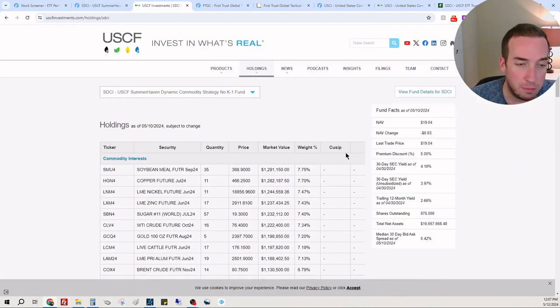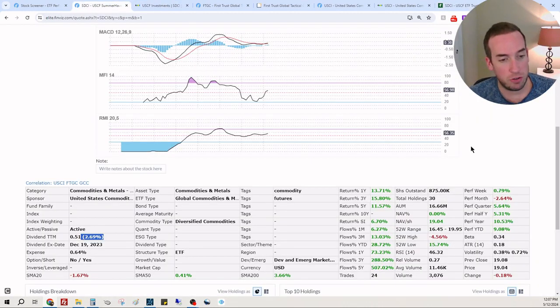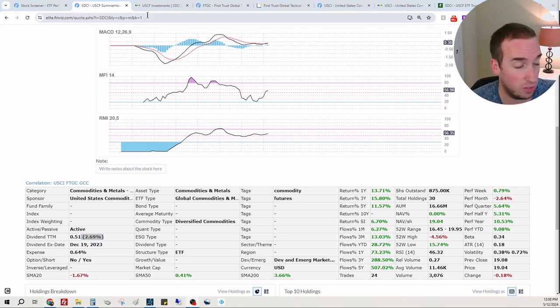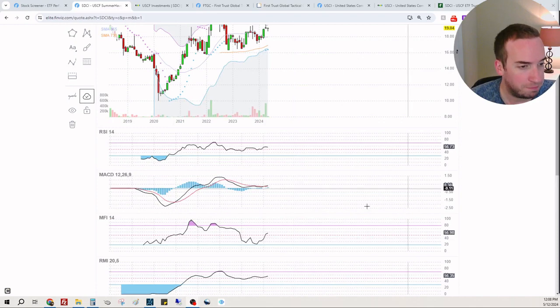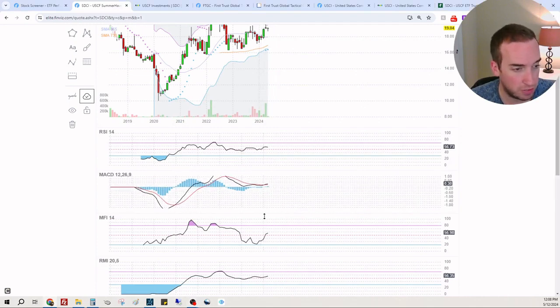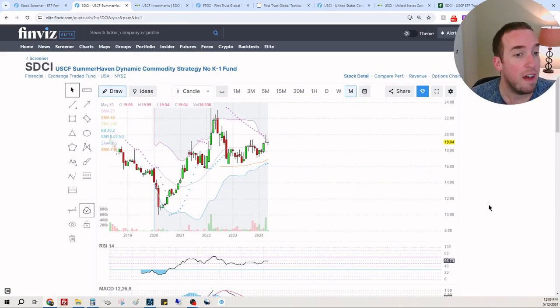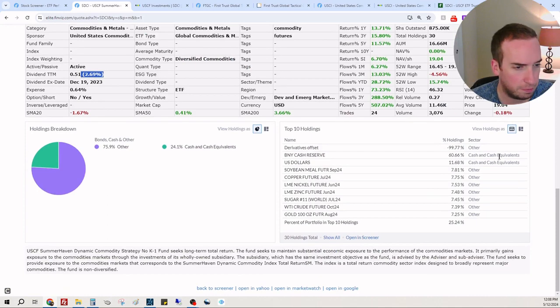So interesting. This is beating the S&P 500. Again, this is commodities if we're looking at commodities as a whole. Bulls are on the side right now. Momentum looks like it's heading upwards. Money flow is heading upwards. Again, relative momentum is heading upwards. This is a decent commodities ETF.